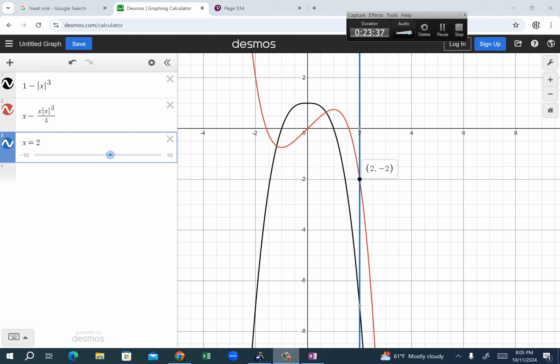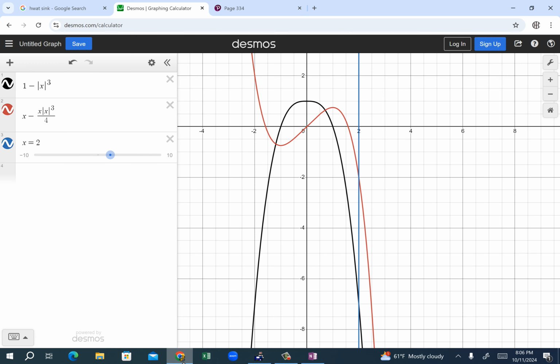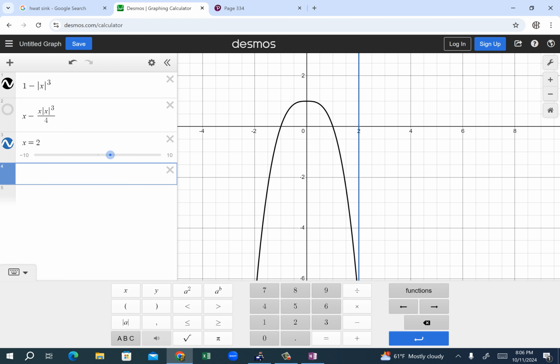Just a minute. I'm losing my mind. Sometimes the picture helps. Sometimes the picture hurts. It is negative 4. Okay, so let's go back and get rid of this for a second, and let's put in x equal negative 2.